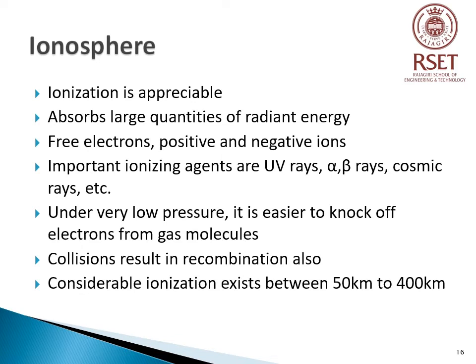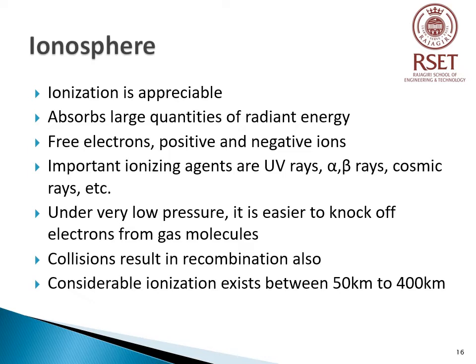Next, about the ionosphere. The upper part of the atmosphere where ionization is appreciable is known as the ionosphere. It absorbs large quantities of radiant energy from the sun, which heats up the atmosphere and also produces ionization, that is, formation of positive and negative ions. The ionized region thus consists of free electrons, positive ions as well as negative ions. The most important ionizing agents are UV rays, alpha and beta rays, cosmic rays, etc.